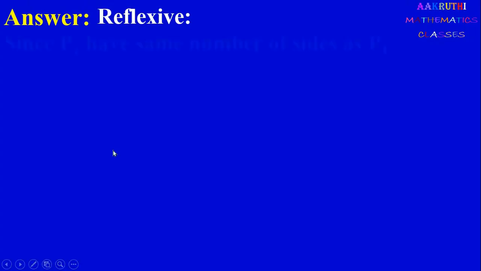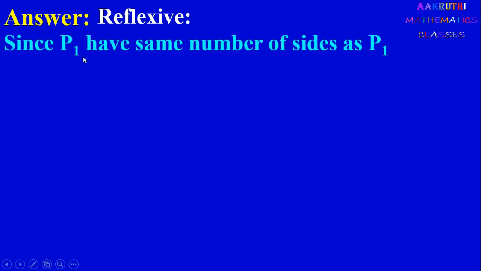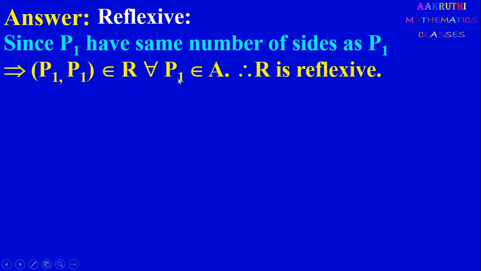Now we consider reflexive relation. Now here P1 is a polygon. Since P1 has the same number of sides as P1, (P1, P1) belongs to R for all P1 belongs to A. Therefore R is reflexive. So here P1 and P1 are two polygons. They have the same number of sides. Therefore (P1, P1) belongs to R for all P1 belongs to A. Therefore R is reflexive.